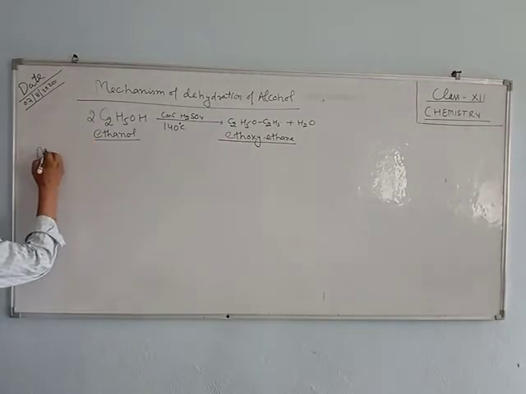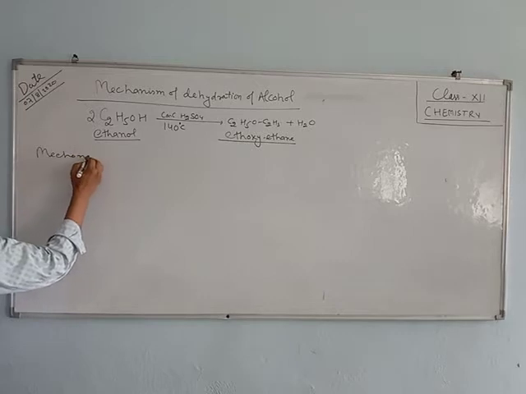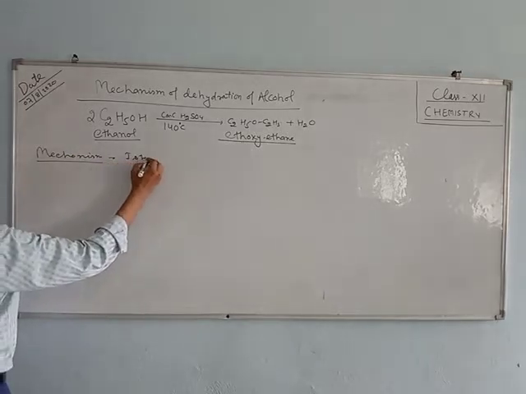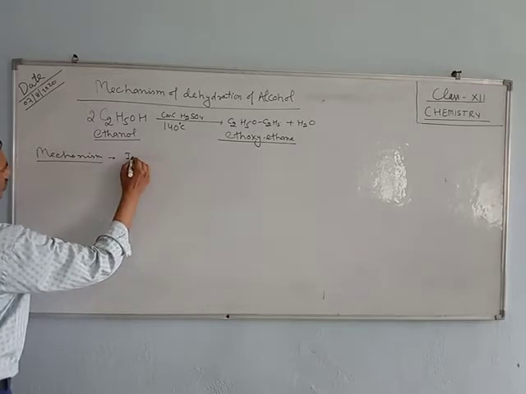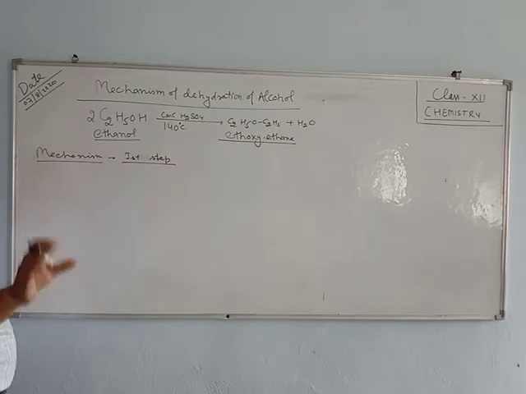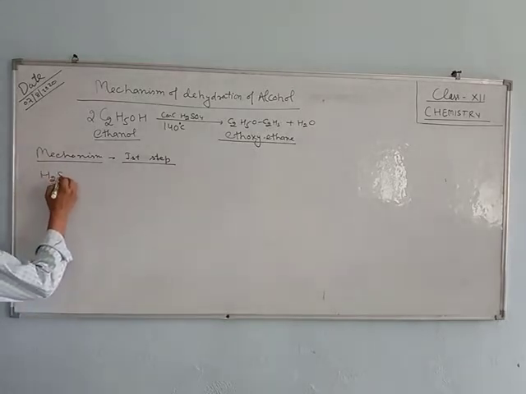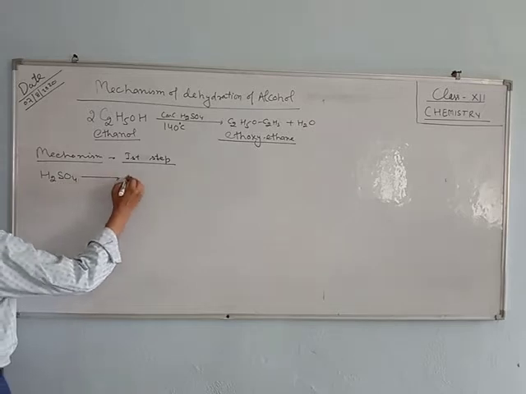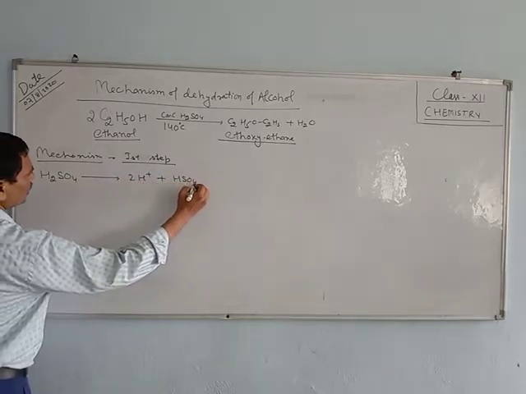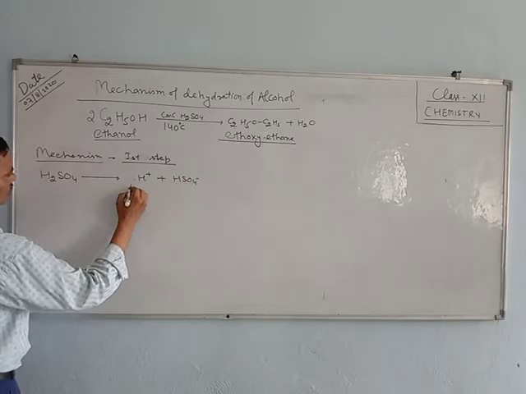The mechanism is completed in 3 steps. Let's look at the first step. It is similar to the formation of ethene. What will happen in the first step? There is an ionization of sulfuric acid to form a proton and hydrogen sulfate ion.